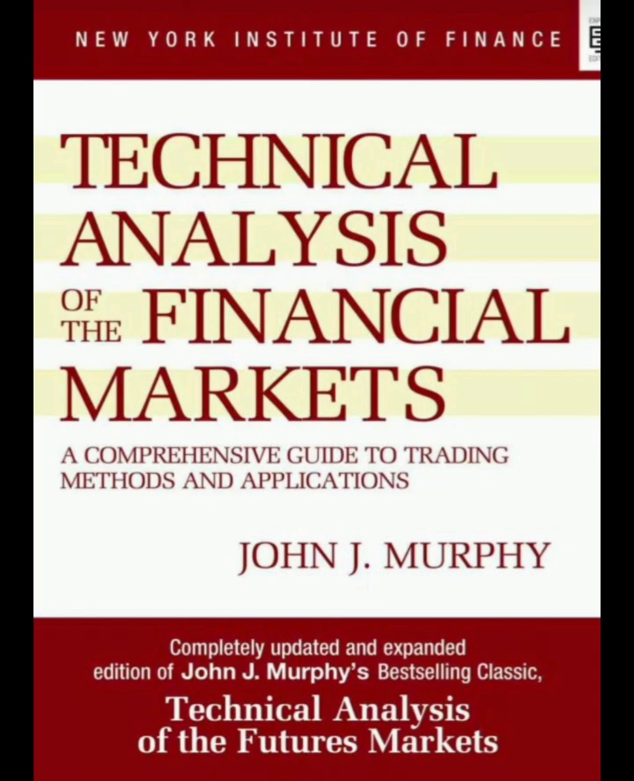The crossover technique. Crossovers are one of the most common trading signals. When a short-term moving average, like the 50-day, crosses above a long-term moving average, like the 200-day, it's called a golden cross, a bullish signal. When the short-term average crosses below the long-term, it's a death cross, a bearish signal. These signals show when momentum is shifting in the market.